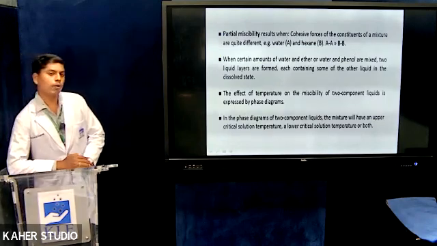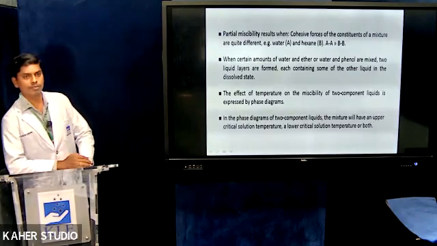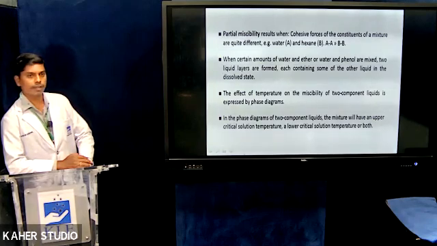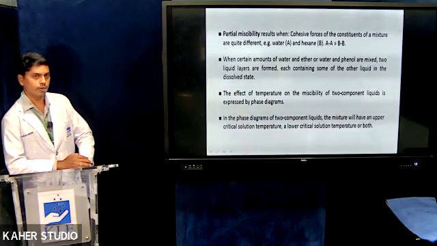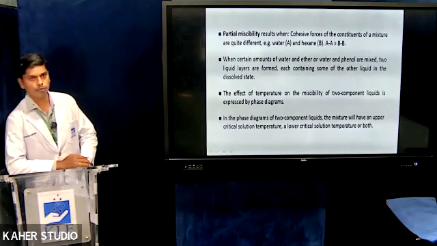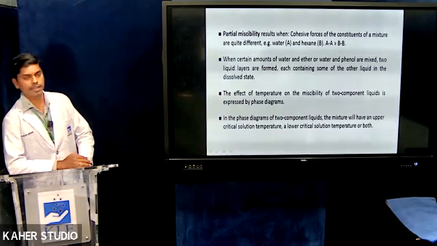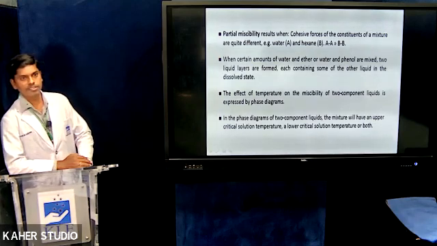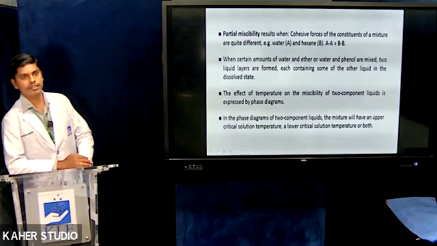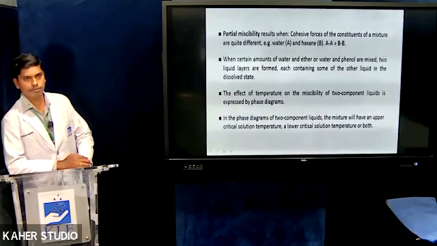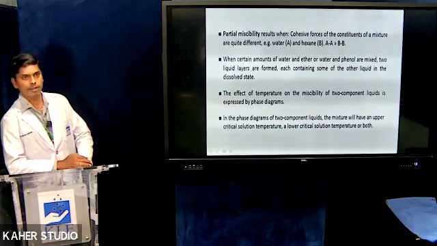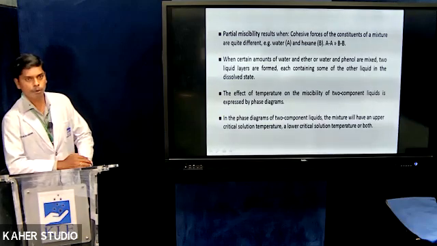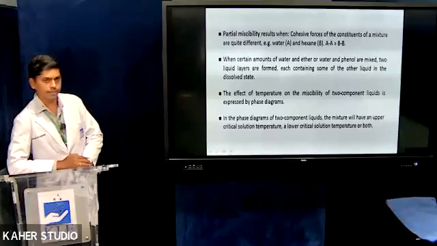When you are explaining partially miscible solutions, for example, a mixture of water and hexane, the cohesive forces between like molecules are greater than the forces of adhesion. So when certain amounts of water and ether, or water and phenol, are mixed together, two liquid layers are formed, each containing some of the other liquid in the dissolved state.